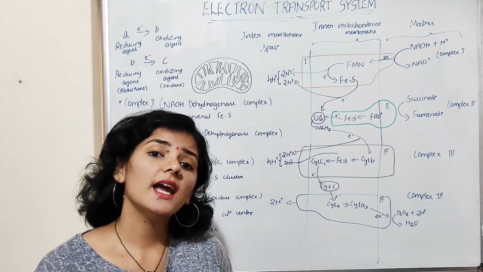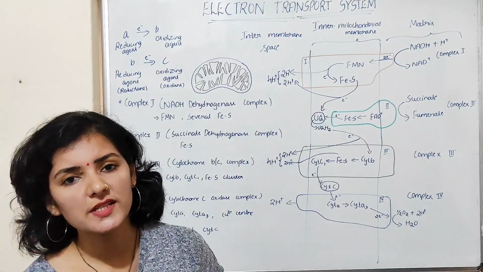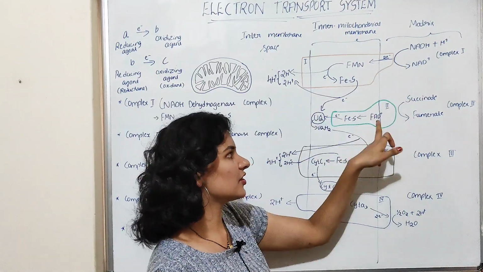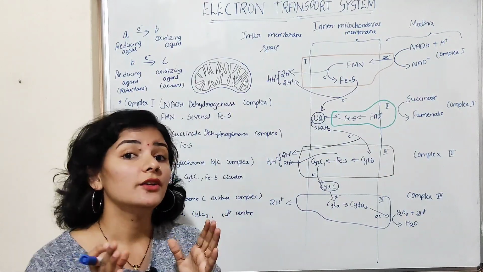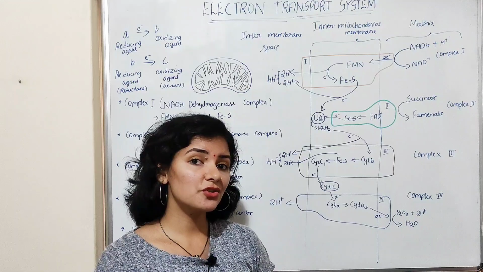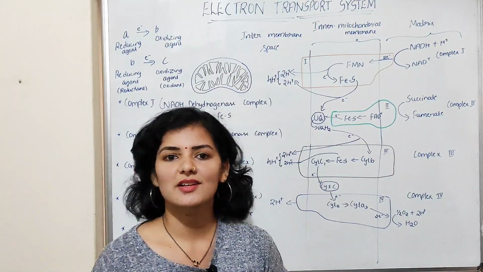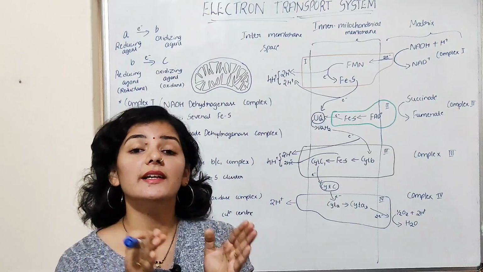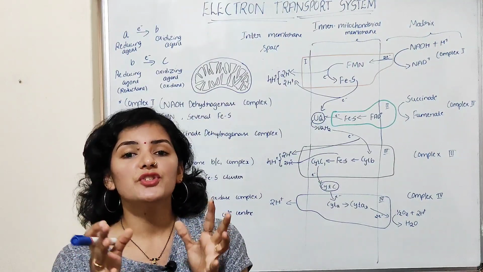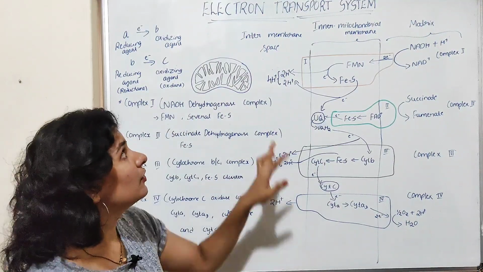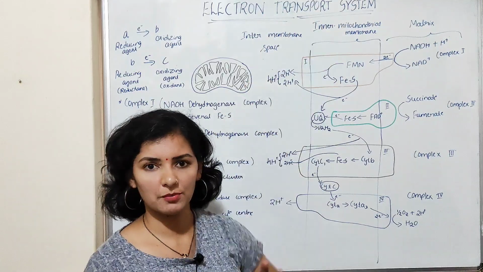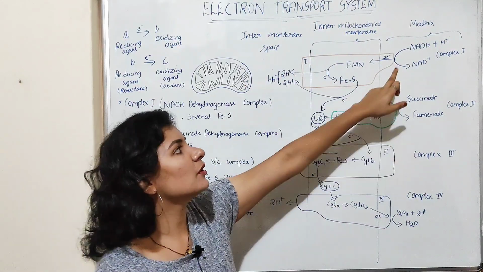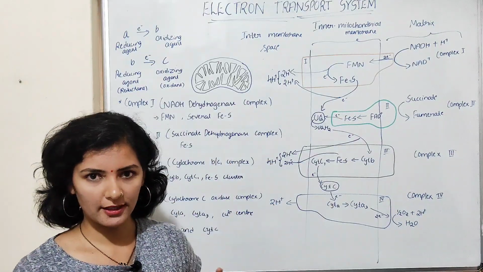From where do these carriers get the electron, or receive the electron? It is from reducing agents like NADH and FADH2. You know that NADH and FADH2 are produced in glycolysis, oxidative decarboxylation, and the Krebs cycle. So NADH and FADH2, which are produced in the previous steps, now enter the electron transport system, or ETS. So these carriers receive the electron from NADH and FADH2.